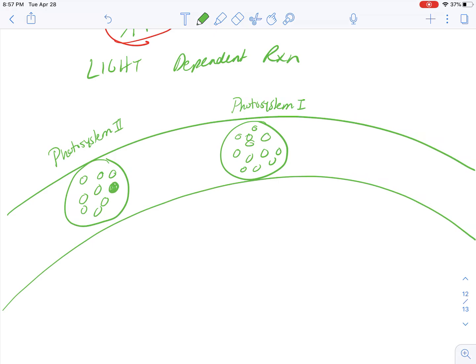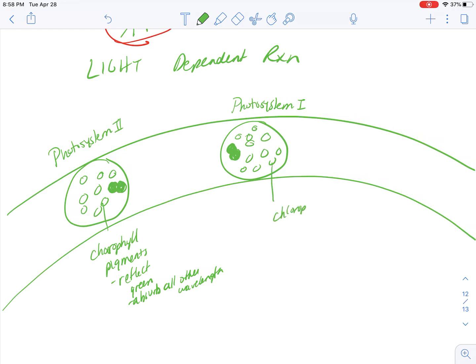And photosystem 2, I'm going to show you something, has these chlorophyll molecules. So these are chlorophyll, and these are pigments, and these chlorophyll pigments reflect green, okay? But they absorb all other wavelengths. And so you can see these chlorophyll pigments are what makes up these photosystems. So photosystem 2 is made up of these chlorophyll pigments. Here's chlorophyll pigments in photosystem 1.